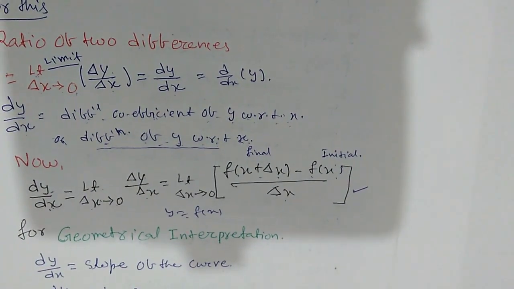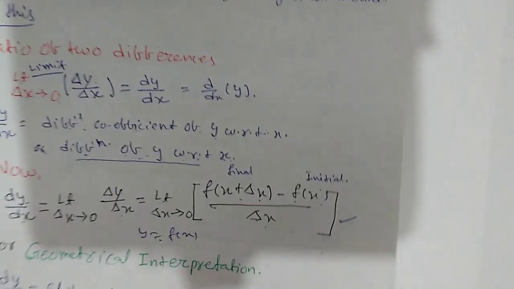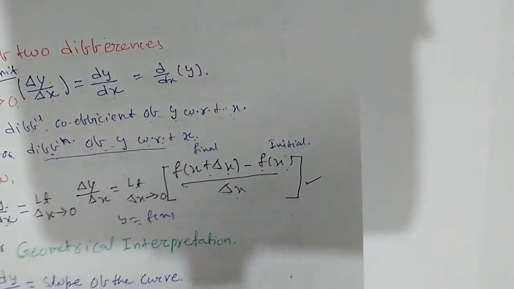Next one is geometrical interpretation. In this case we make a curve and after that we get the value of this one.